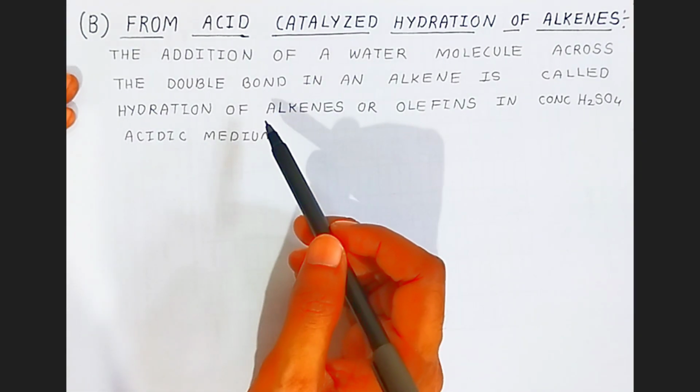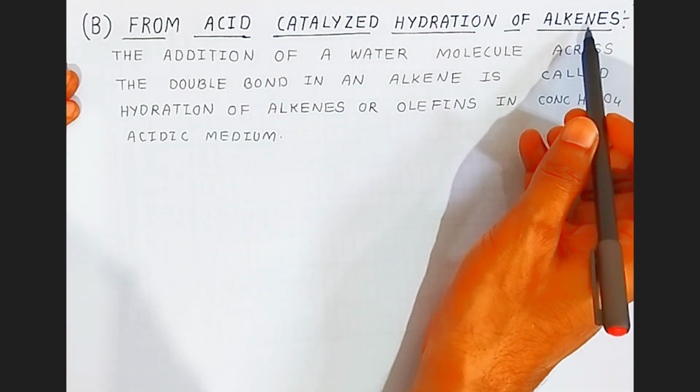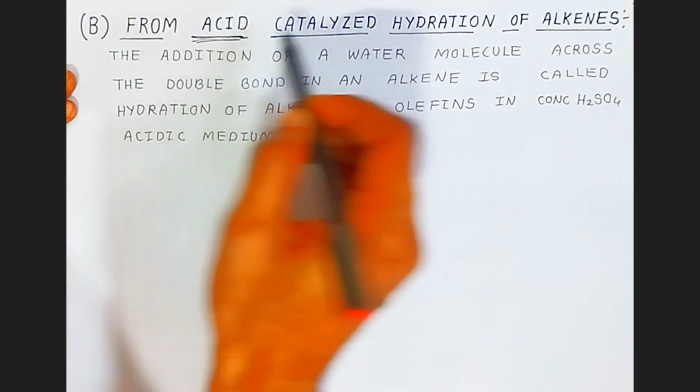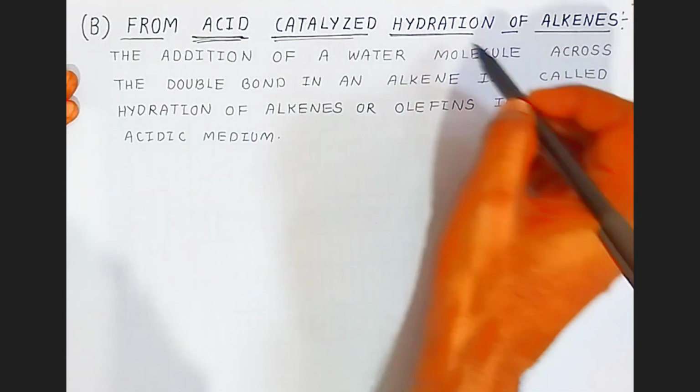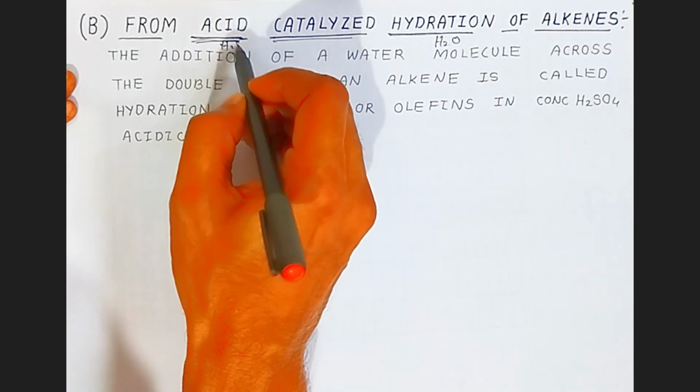The second raw material that we are going to use to prepare alcohol is alkenes, by acid catalyzed hydration. Hydration means what? Water. Now here acid stands for, we have to add some sulfuric acid.